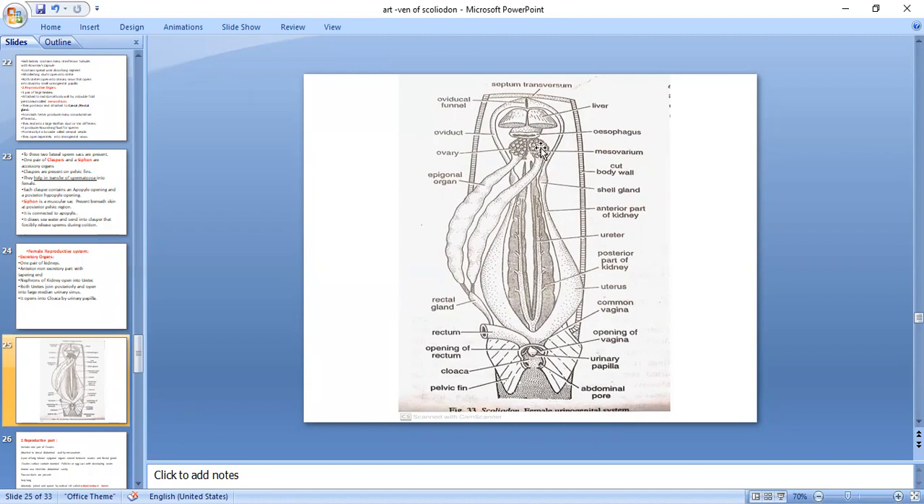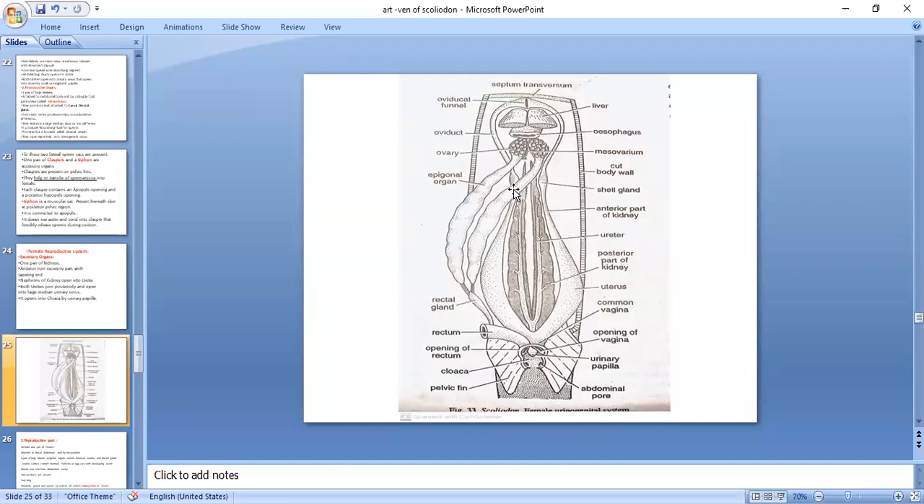The ovaries are attached to one pair of epigonal organs, which are posteriorly attached to the rectal gland. The function of the epigonal organs is not clear, but they may nourish the developing ovum. So these are the epigonal organs, and their function is not prominent.